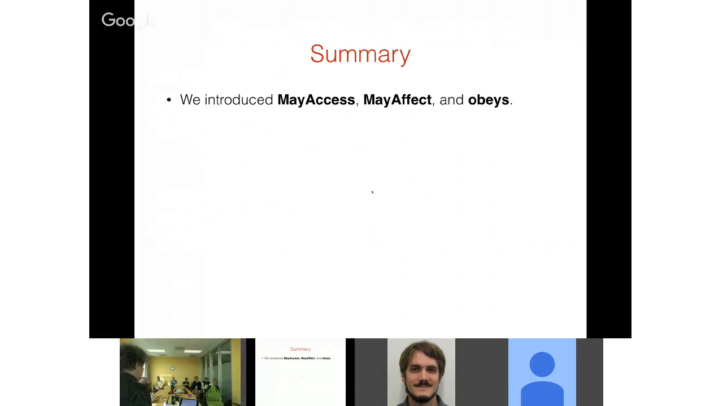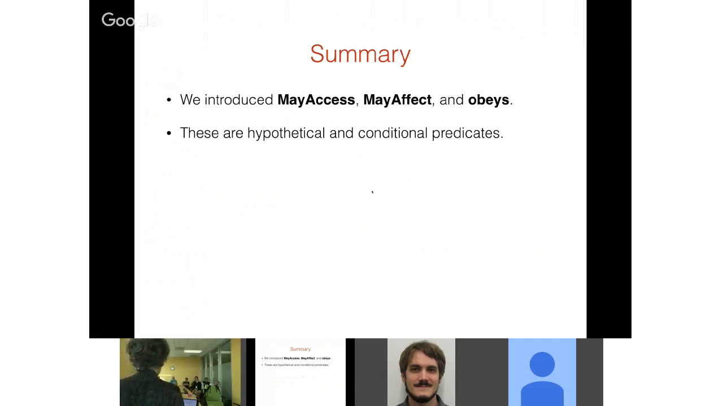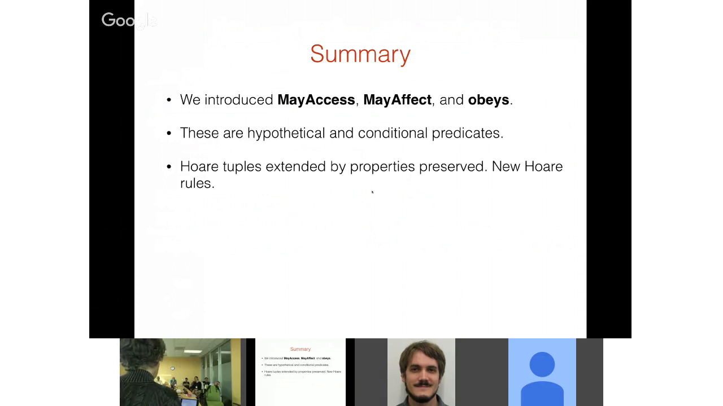Right, summary. So we have introduced the concept of may access, may affect, and obeys. These are hypothetical predicates in the sense that quite often we cannot directly observe them, but we establish them indirectly, and they are often conditional. Like, as we said, if we know that the seller is trustworthy, then we know that the escrow is trustworthy, and then we know that the buyer is trustworthy. So there is this chain of argument. We have expanded the Hoare tuples so that there is an extra component, which are the properties that are being preserved, and we have new Hoare rules.